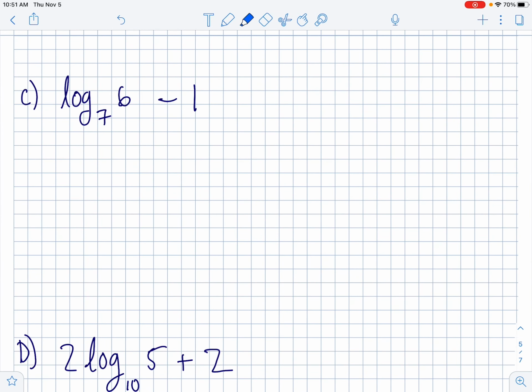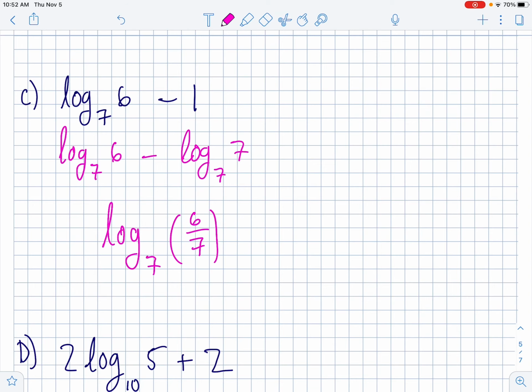Ooh, classic trick question. Smush these two logs together. But Mr. Jolly, this part isn't a log. Well, you know what? We can actually use the properties of logs to change that into a log base 7. So we won't touch the first log, but the second log can be written as log base 7 of 7, because 7 to the 1 is equal to 7. So I can change this one into a log base 7 of 7, because this is the same thing as 1. Then subtraction turns into division. So this becomes log base 7 of 6 over 7.